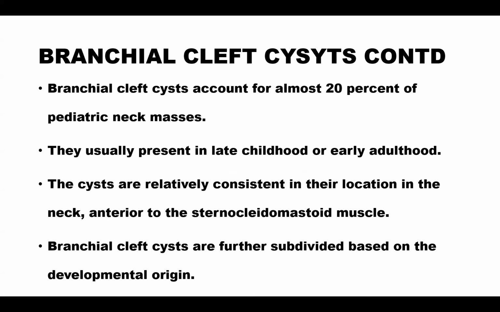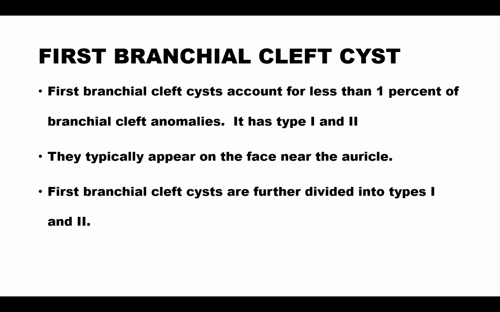Now, the branchial cleft cysts account for almost 20% of pediatric neck masses. They usually present in late childhood or early adulthood. The cysts are relatively consistent in their location in the neck, anterior to the sternocleidomastoid muscle. Now, the branchial cleft cysts are further subdivided based on the developmental origin.